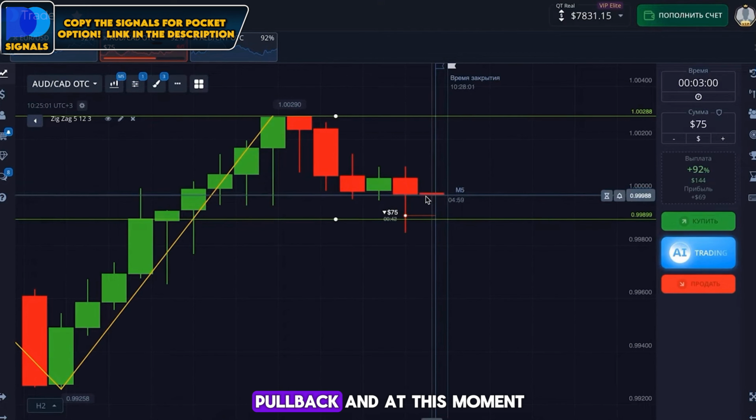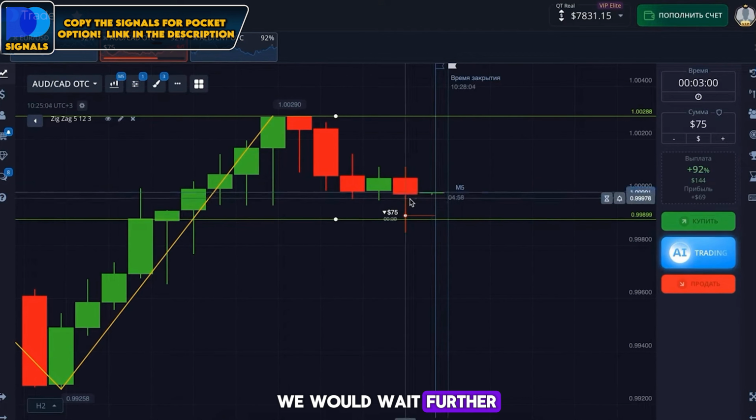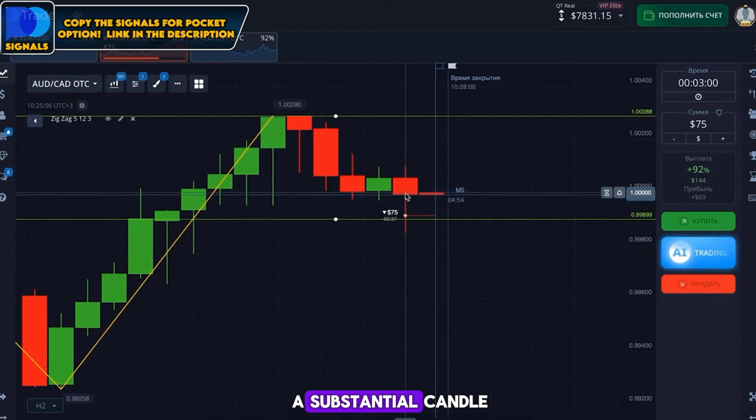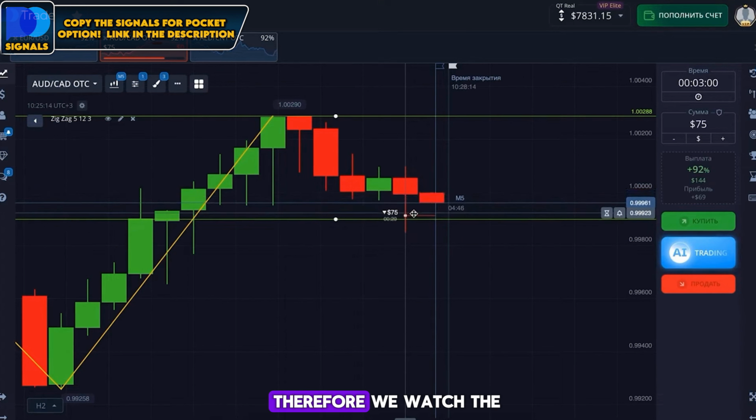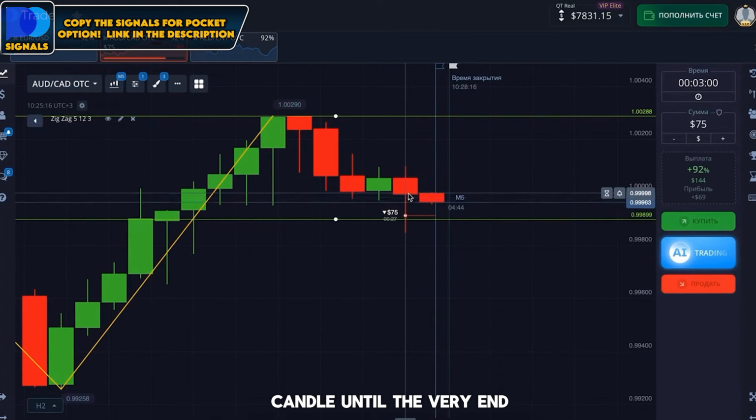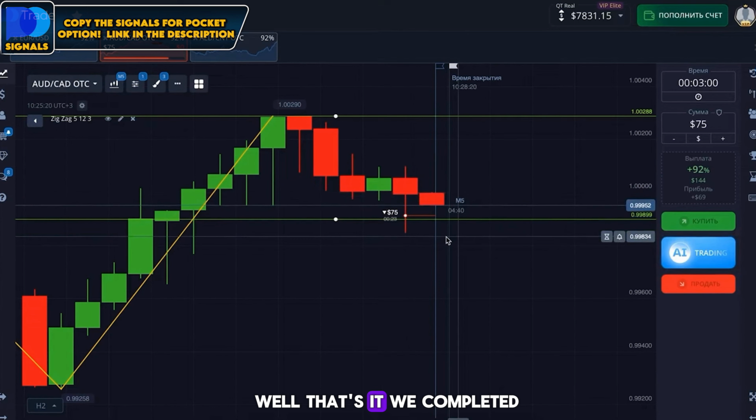Here we have a pullback, and at this moment we would wait further, because we haven't formed a substantial candle. Because we haven't formed it, if you had opened here you would have also gotten 2 losses. Therefore, we watch the candle until the very end. We looked at the 5-minute candle. It formed a substantial one. Well, that's it, we completed.